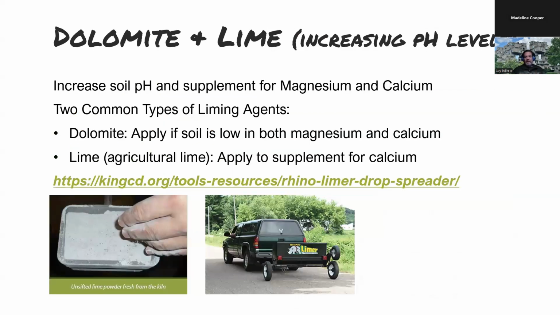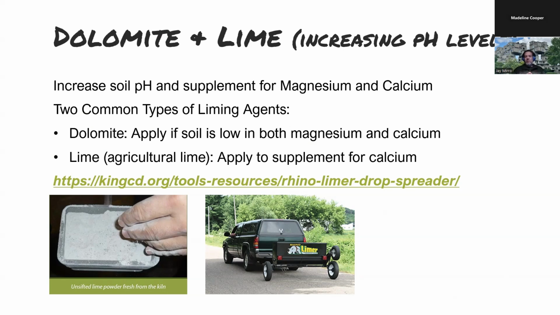I do want to add a little bit about dolomite and lime, and this is the product that we recommend for raising the soil pH. And again, soil pH is tied to nutrient availability. So if you're applying nutrients to a low pH soil, you might actually be wasting some of that nutrient. So you do want to take care to manage your pH if it's low.